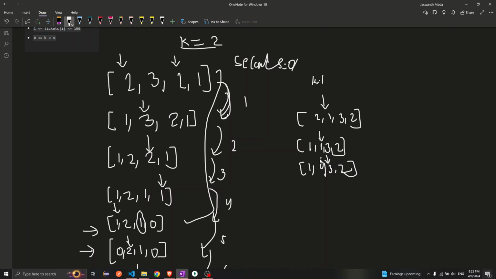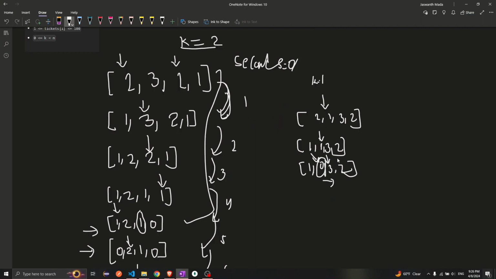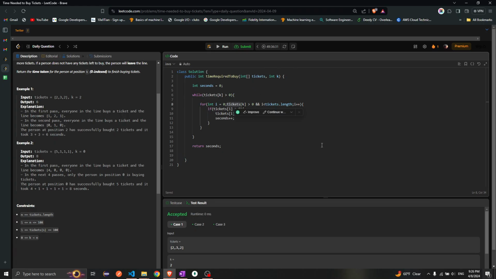But we need to stop right here, because the person that we want has already bought all the required tickets, right? So we should not go to the next person to allow him to buy tickets. So this is the reason we have to put this condition here. If the person that we are focusing on has all the required tickets, then this loop will get stopped, and this loop will also get stopped eventually. And at the end, we'll just return the number. This is the code, guys.